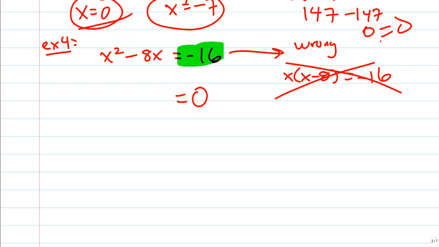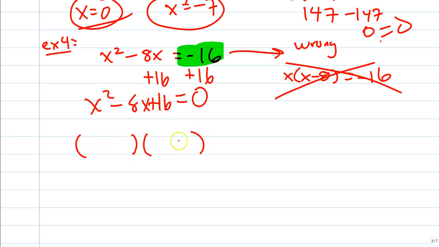We can do that. To undo a negative 16, we add 16. So that we have x squared minus 8x plus 16. Can this be factored? I sure hope so. First, the x squared is x times x. Second, what multiplies to make 16 combines to make an 8? How about 4 and 4? And to make a negative 8, both those 4's would need to be negative.